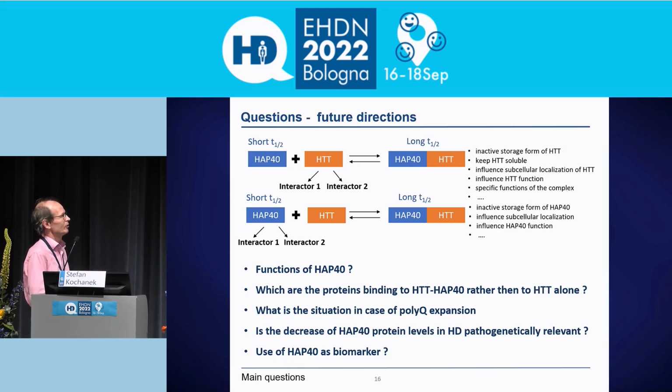So it will be very interesting to see what proteins bind to the complex rather than to Huntingtin alone, and what the situation is in case of polyQ expansion. And very importantly, is the decrease of HAP40 protein levels in HD pathogenically relevant? I think that's a very interesting question. We know Huntingtin levels can be lower, 50%, no problem. But what about HAP40? And one suggestion from Bernhard Landwehrmeyer is whether HAP40 could maybe be used as a biomarker.